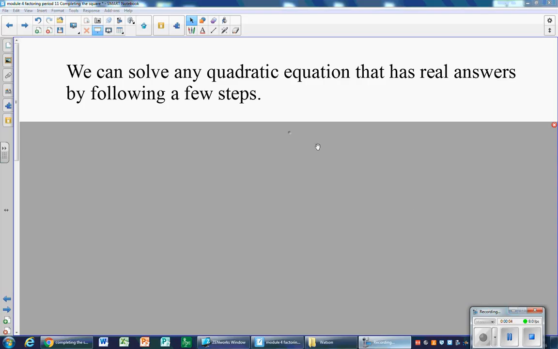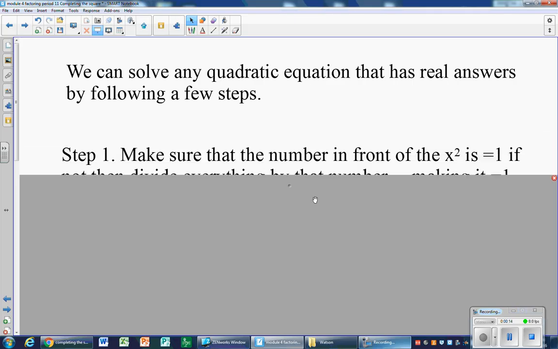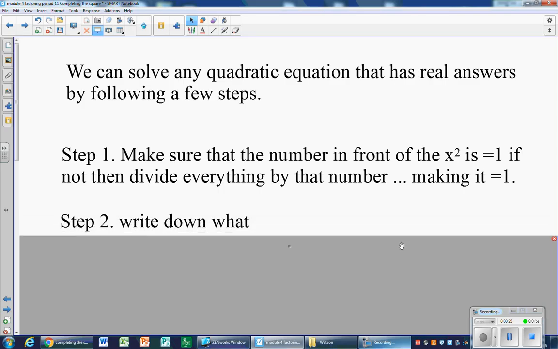We're going to solve any quadratic equation that has real answers by following a few steps. We're doing completing the square. This is completing the square. So step one, make sure the number in front of the x squared is a 1. If not, then divide everything by that number, making the number in front of the x squared into a 1, because anything divided by itself is 1.